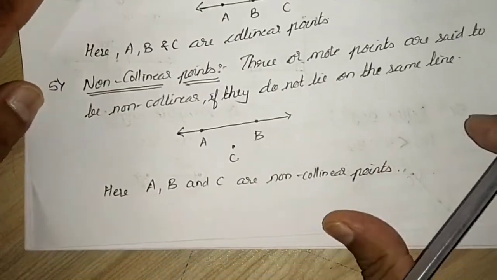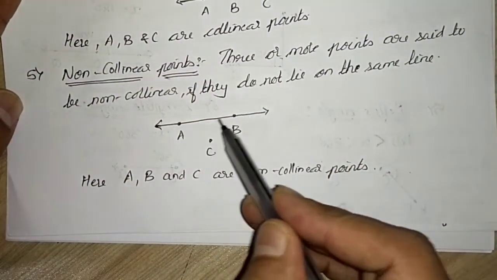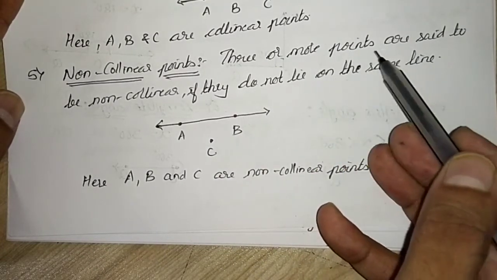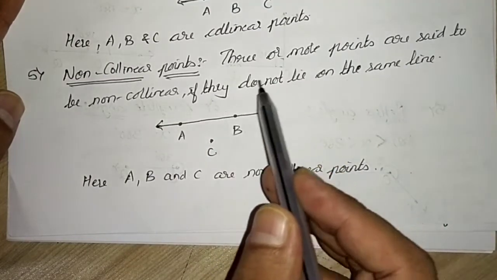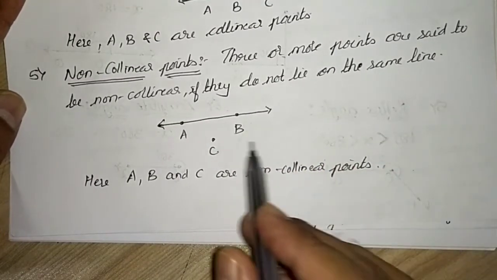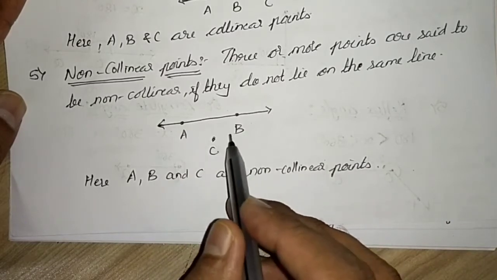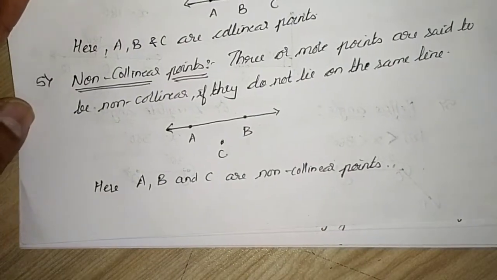Next, moving to non-collinear points, exactly opposite to collinear. Three or more points are said to be non-collinear if they do not lie on the same line. Here A, B, C, you can see C is out of the line. It is not on the line. So we can say A, B, C are non-collinear points.